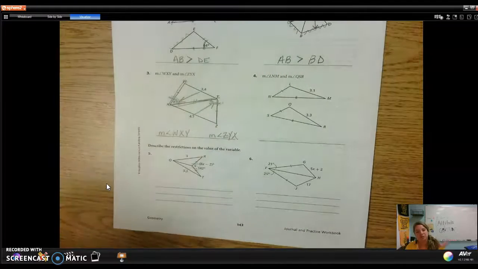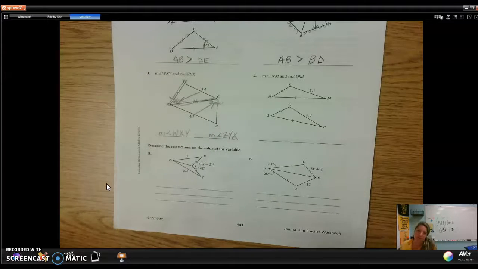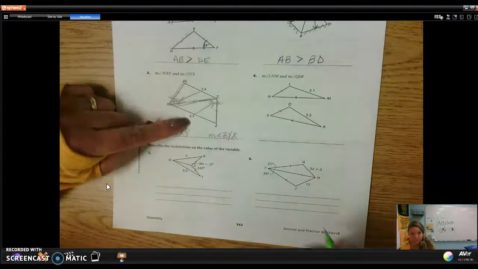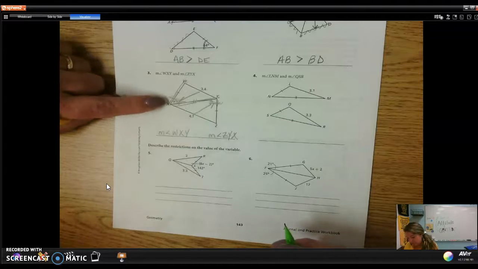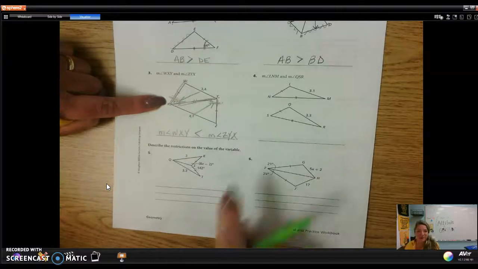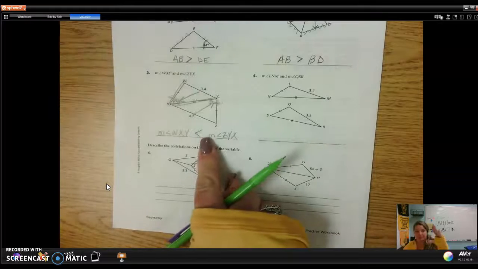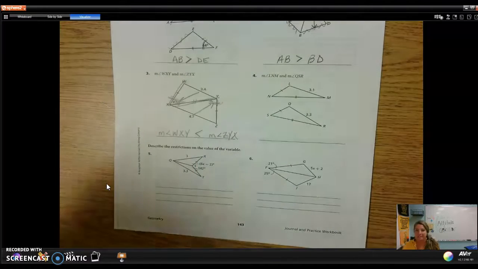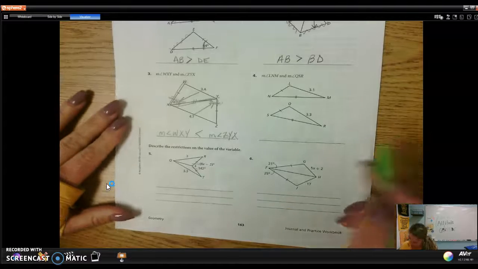That's the converse. You can look at it the other way and talk about the angles. So since 3.4 is smaller than 4.7, angle WXY is smaller than ZYX. So remember, it opens up to the bigger angle. Okay? All right, last one, LNM and QSR.